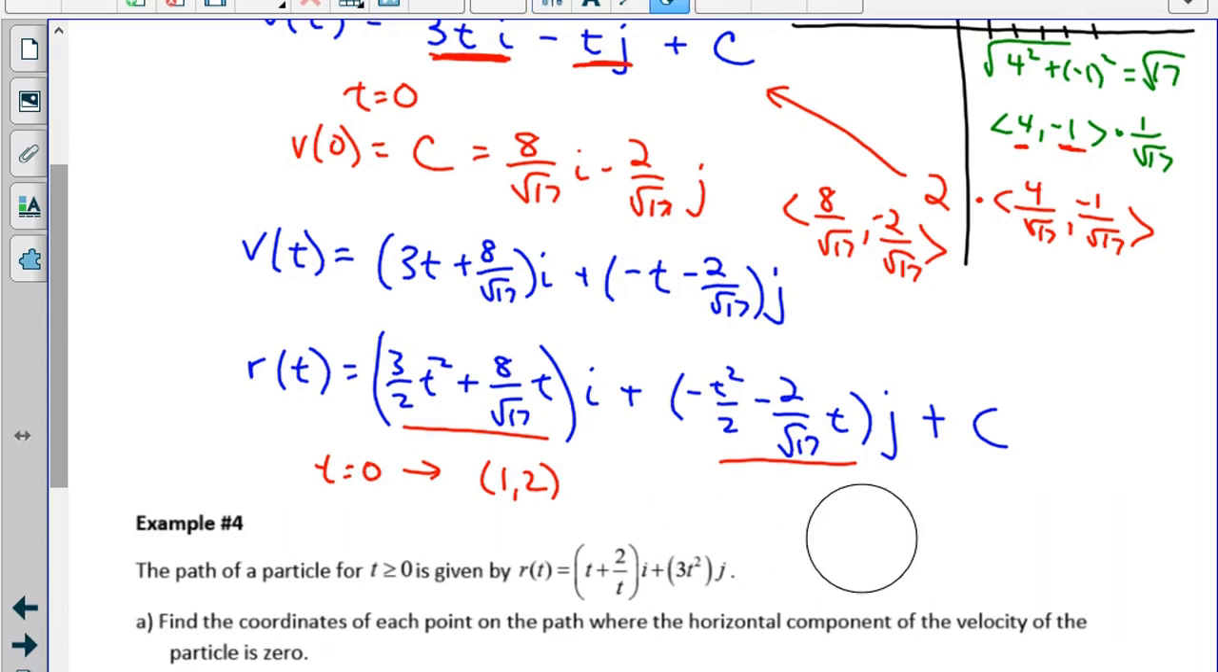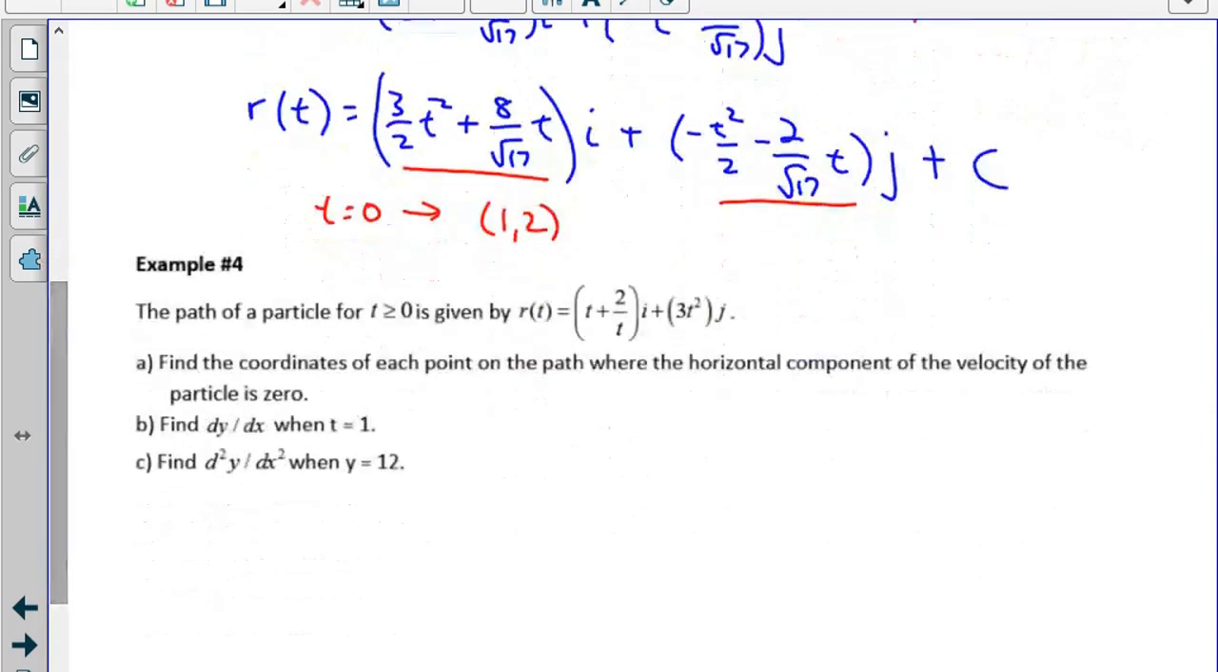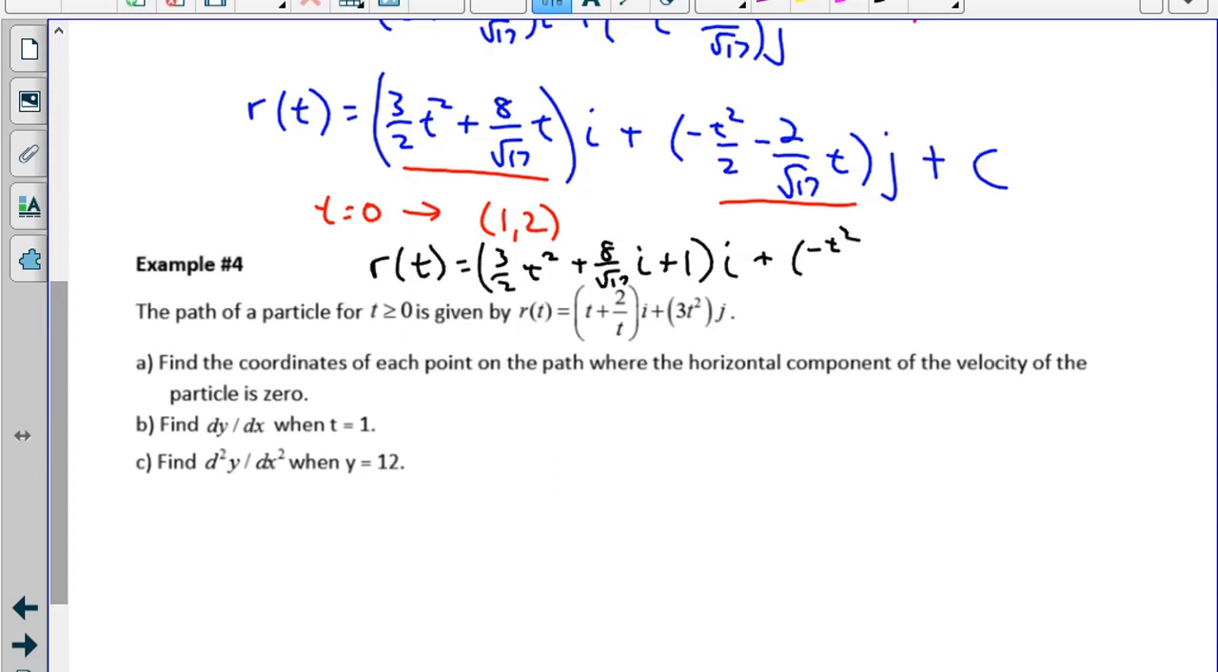So therefore, my final answer, since c is equal to i plus 2j, r of t is equal to 3 halves t squared plus 8 over root 17 t plus 1, i, plus negative t squared over 2 minus 2 over root 17 t plus 2, j. And again, that's because I know that c is at (1, 2). Well, I shouldn't put 1 comma 2 in parentheses. I should put 1 comma 2 in component form if I'm going to write it like that.